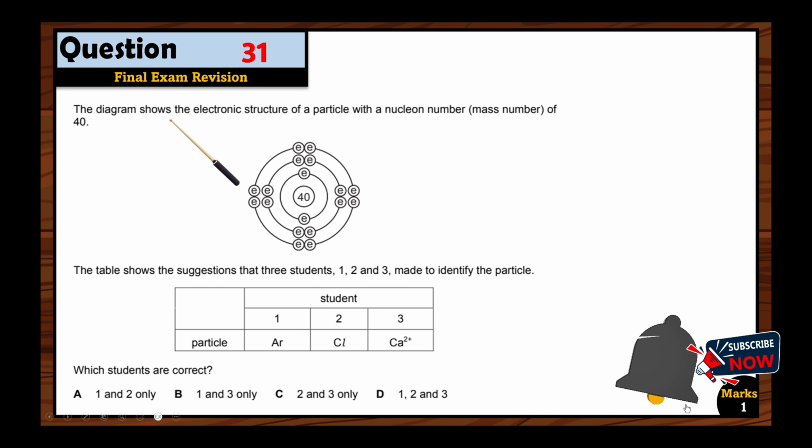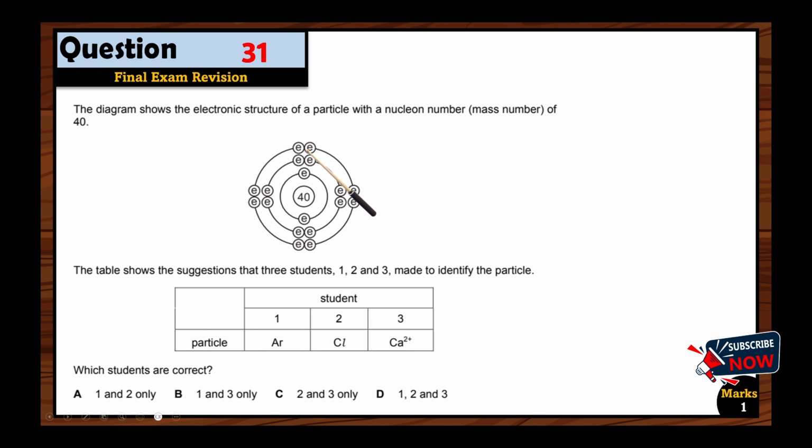Question number 31. The diagram shows the electronic structure of a particle with a nucleon number of 40. You can see the nucleon number is 40 and we also have the electrons. The table shows the suggestions that three students, 1, 2 and 3, made to identify the particle. Which students are correct? Let's see which particles have a mass of 40. Argon has mass 40 and calcium also has mass 40, right?